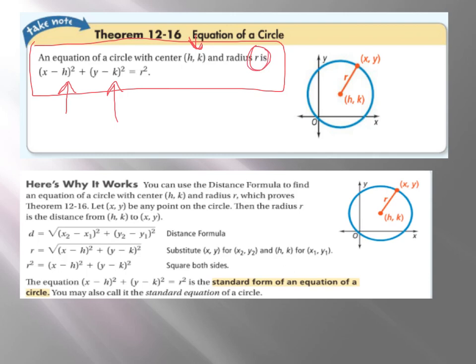Why does it work? Because if you use the distance formula and sub things in, you would get the standard form to be this. And we will be using the distance formula, so if you don't have it memorized, I would also write this down right here. Both.